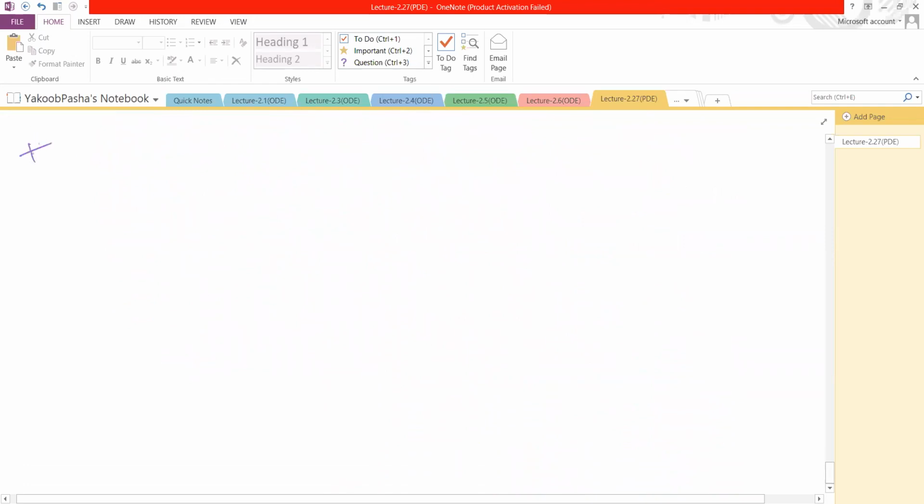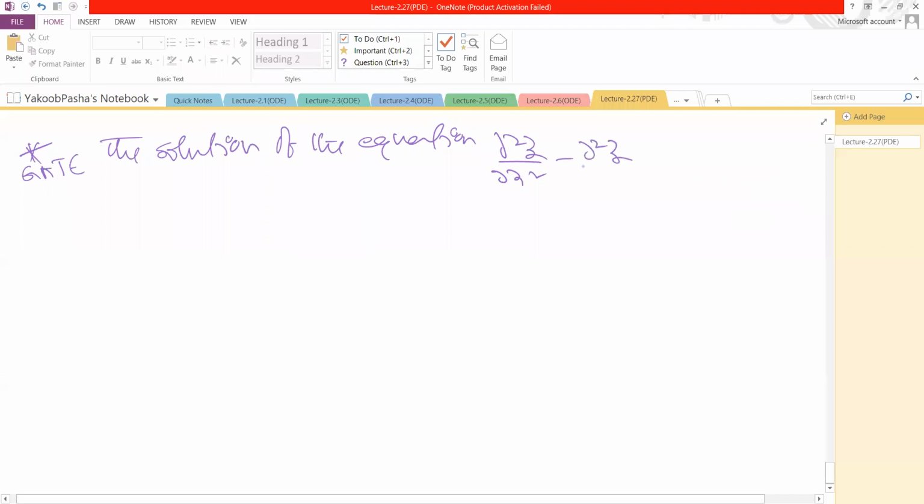You can try this problem. Now get the solution of the equation: dou square z by dou x square minus dou square z by dou x dou y is equal to sin x into cos 2y. You can try the problem.